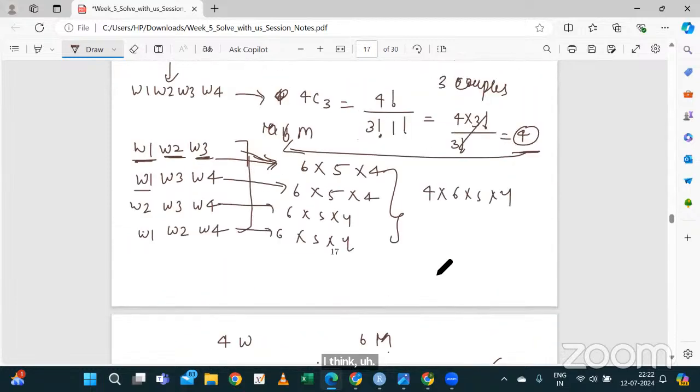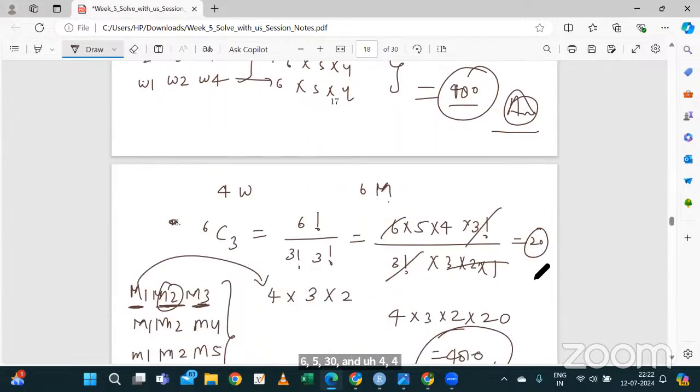Now, just a minute. If you multiply this case, 6 into 5 is 30 and 4 into 4 is 16. So 16 into 30 is 480. Both answers are the same, right? Yes, sir. Understood, right? Okay, all right. Thank you, sir.